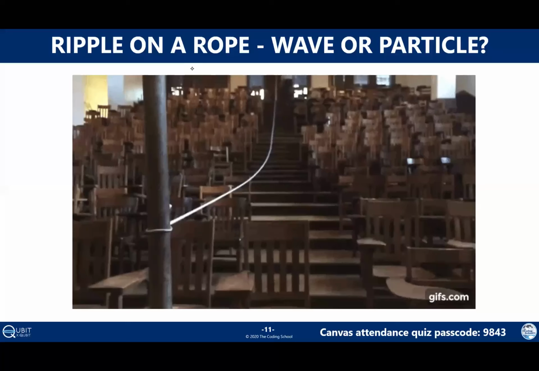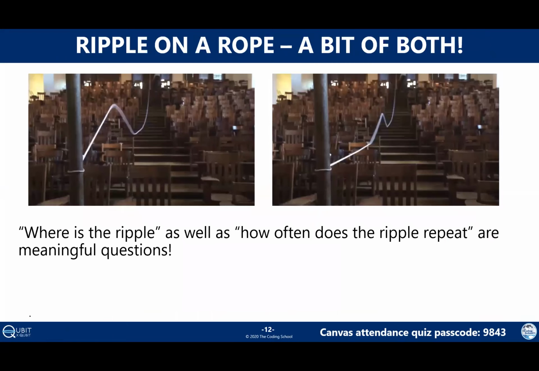Now we can also ask, does the ripple have a position? And I think it's fair to say that the ripple does have a position, right? You can track where it is as it's coming down the rope and where it is as it goes back. It also has a speed, although that's a property of both waves and particles. But just based on the fact that it has some position and it has some repetition, we would think that this is both. It has some properties of both. So as I mentioned before, we can ask the questions, where is the ripple, as well as how often does it repeat? And they both mean something, right? None of them are nonsensical.